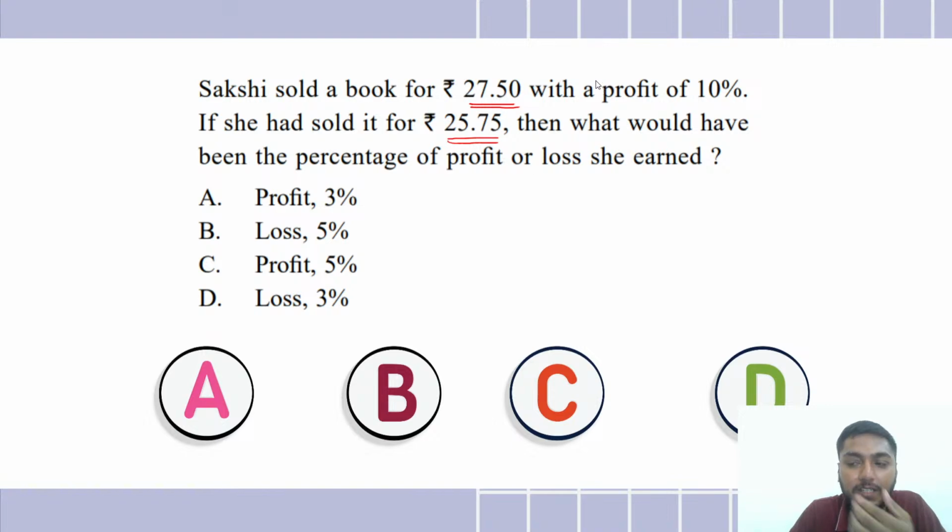C, profit of 5%. All right, how did you do it? Profit of 5%. Let us see how we'll do it.